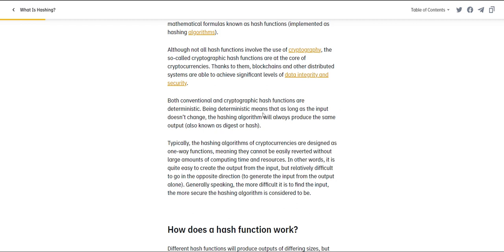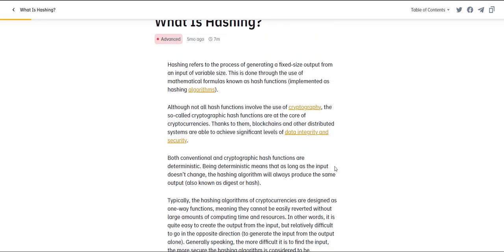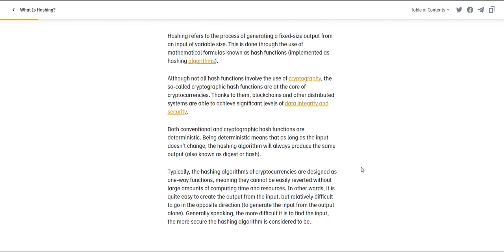Both conventional and cryptographic hash functions are deterministic. Being deterministic means that as long as the input doesn't change, the hashing algorithm will always produce the same output, also known as digest or hash. Typically, the hashing algorithms of cryptocurrencies are designed as one-way functions, meaning they cannot be easily reverted without large amounts of computing and time resources. In other words, it is quite easy to create the output from the input, but relatively difficult to go in the opposite direction to generate the input from the output alone. Generally speaking, the more difficult it is to find the input, the more secure the hashing algorithm is considered to be.